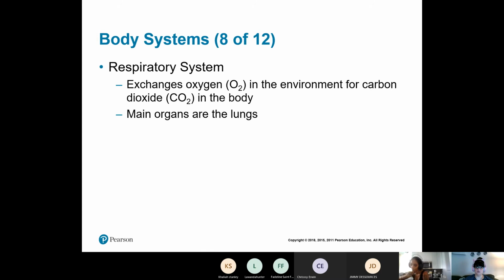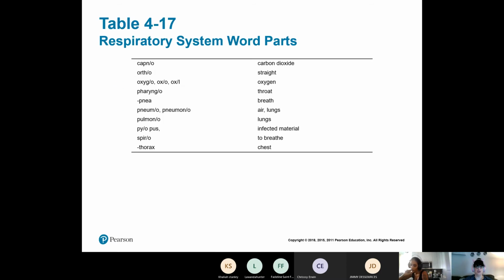Respiratory. So our respiratory system is our lungs, right? And all of the accessories, like the bronchial, the bronchus, the trachea, the pharynx, the mouth, the nose. So that's our respiratory system. And we will learn its special words like pneumo and pnea and orth, meaning straight, and pyo for pus or infected.